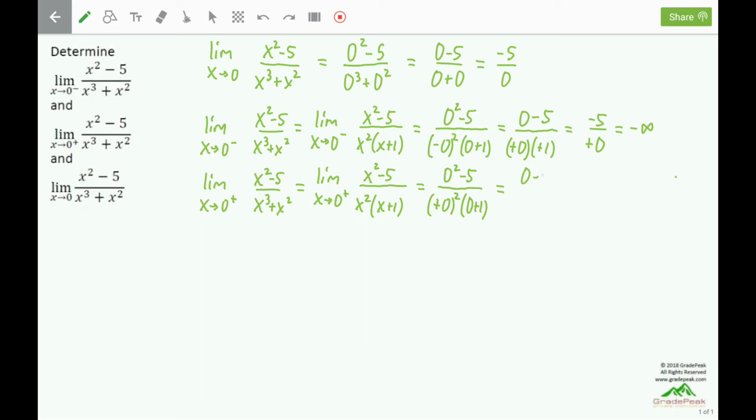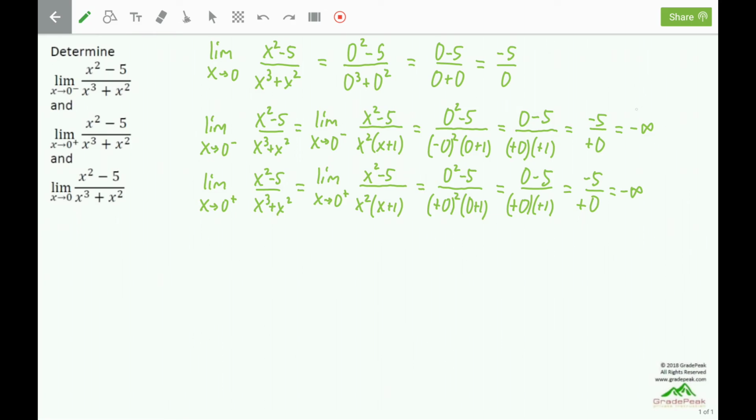0 squared in the numerator is a 0, minus 5, over a positive 0 squared. Positive squared is still positive, and 0 squared is 0. A 0 plus 1 is a positive 1. In the numerator is a negative 5. In the denominator, positive times positive is a positive, and a 0 times 1 is a 0. A negative over a positive is a negative. A non-zero over a 0 is an infinity in a limit. And the right-sided limit also comes out to negative infinity.